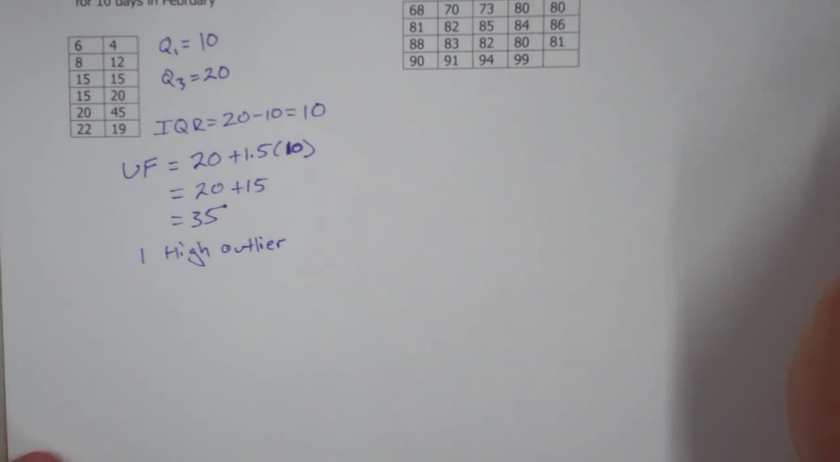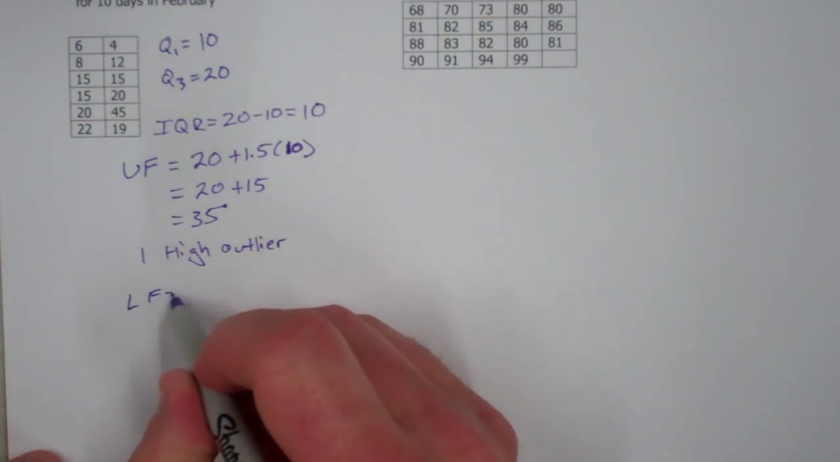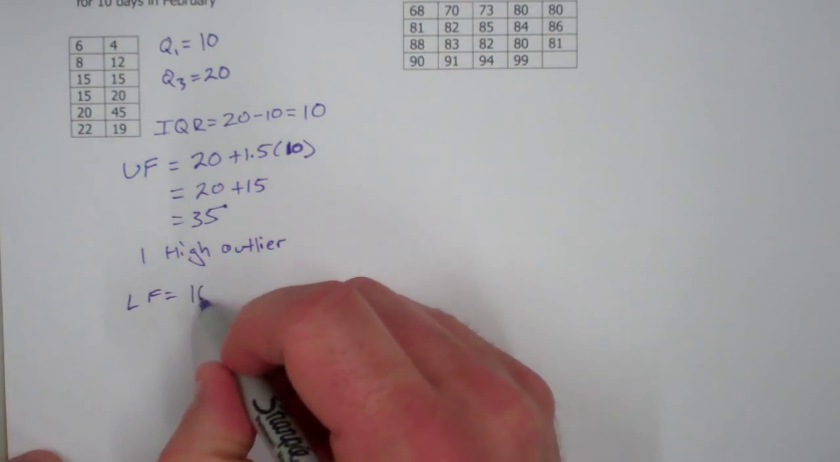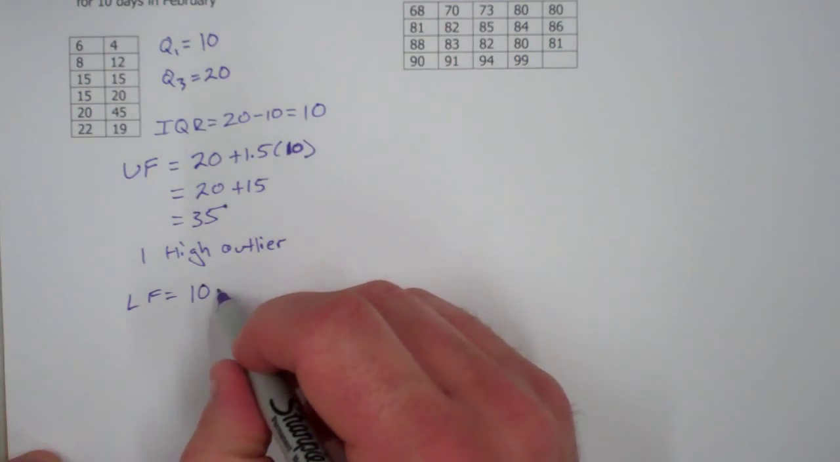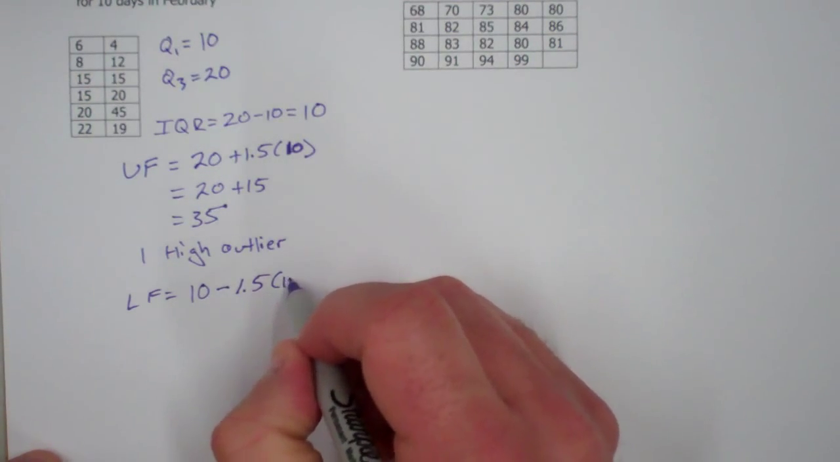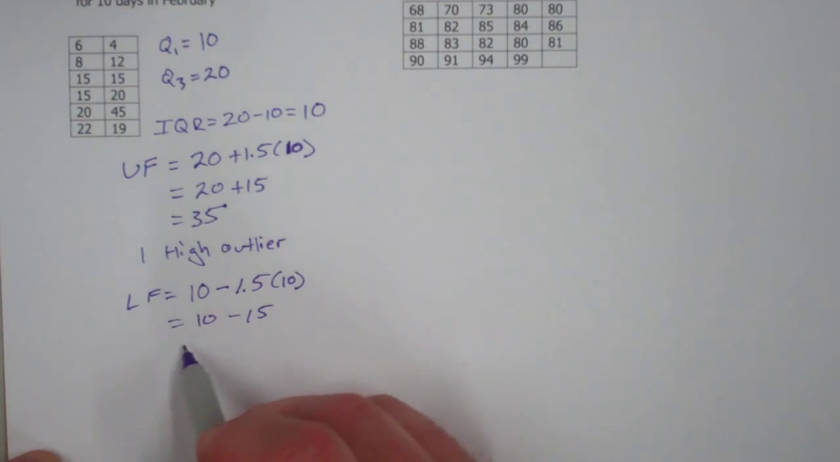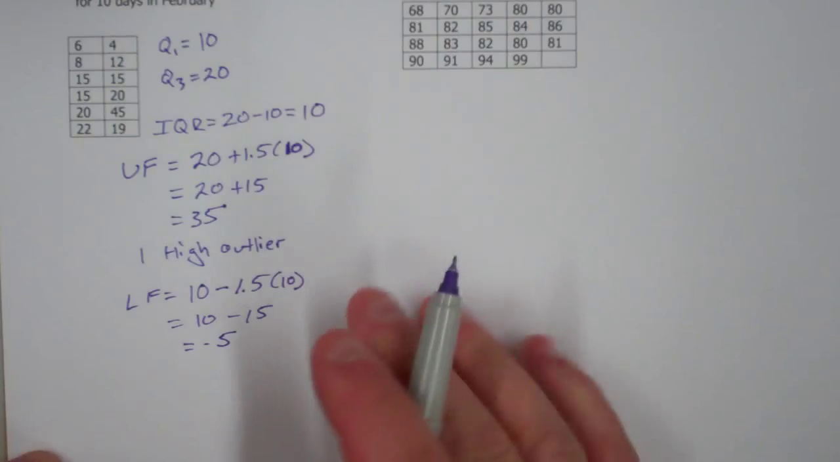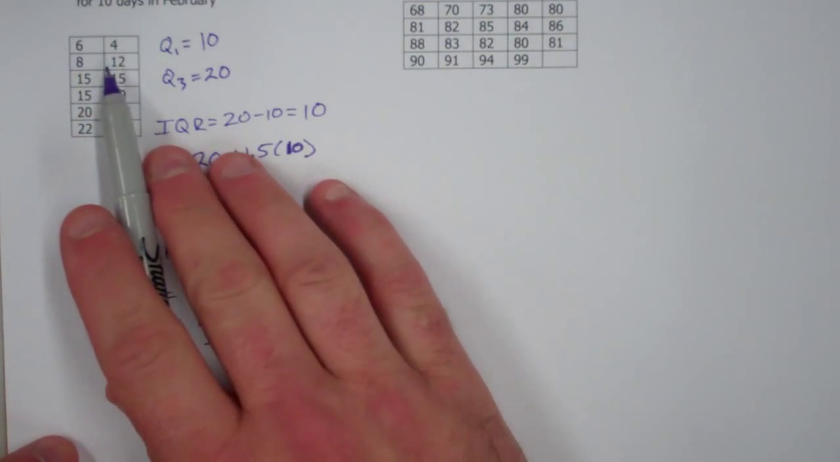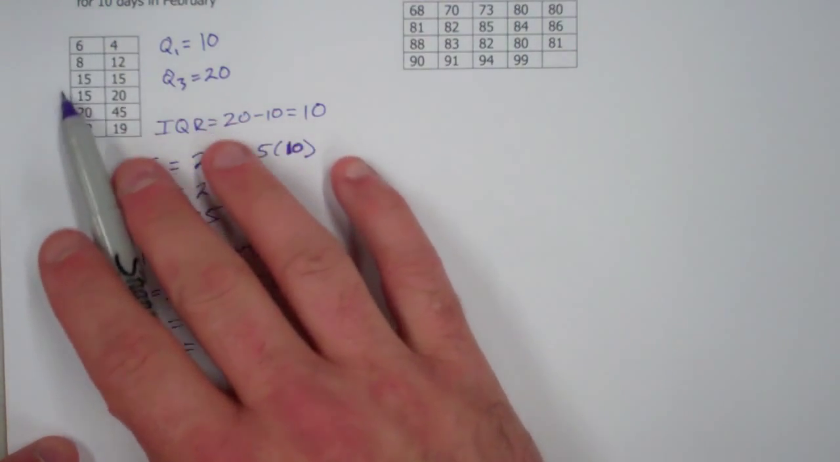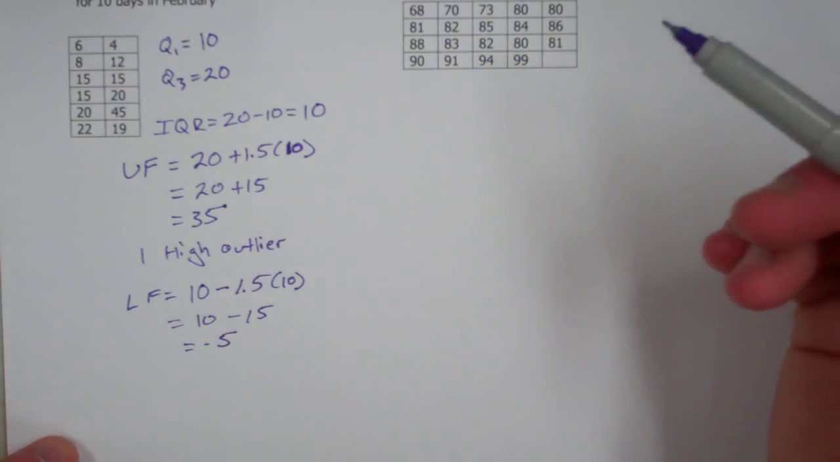Let's try to find the lower fence now. For the lower fence, you're going to start with Q1, which is 10, minus 1.5 times the IQR, which is 10. So this is 10 minus 15, which is negative 5. If we look at our data set, we don't have any numbers less than negative 5. That'd be silly in this case.